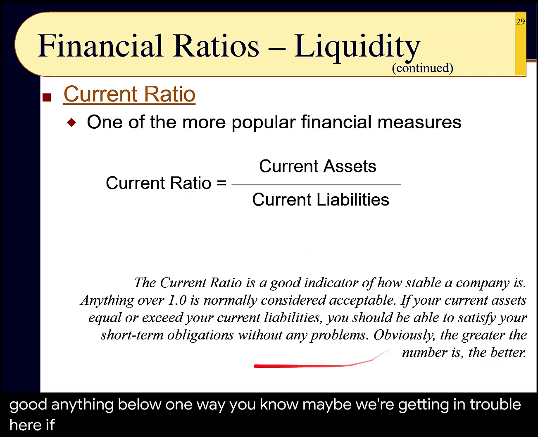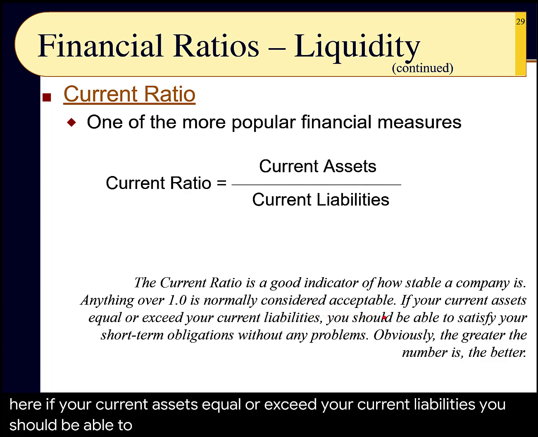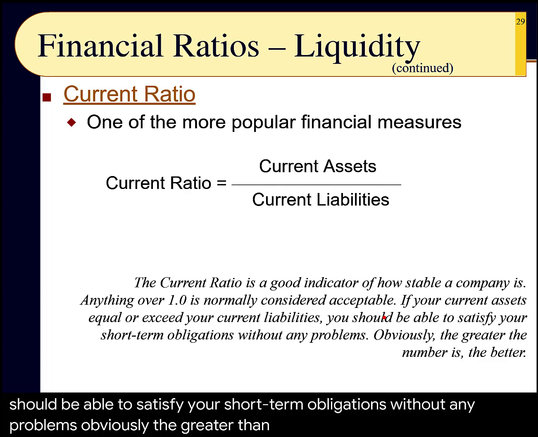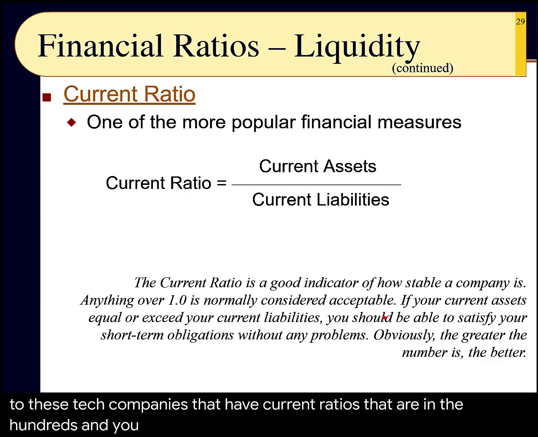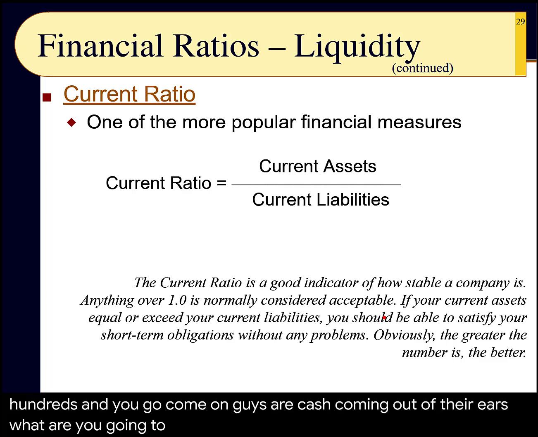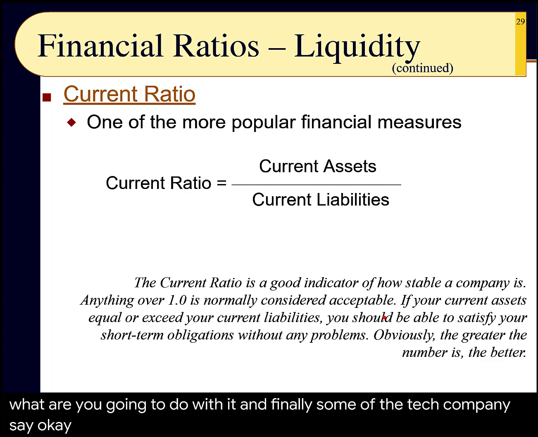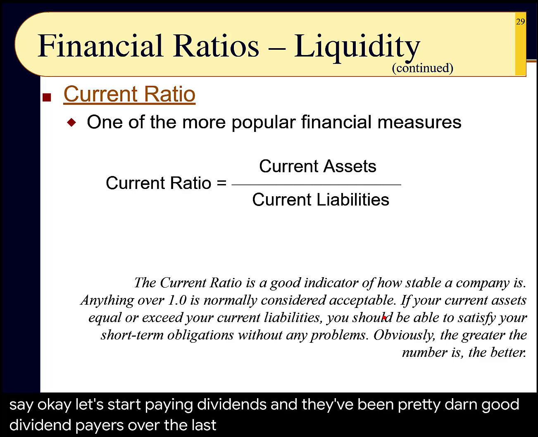If your current assets equal or exceed your current liabilities, you should be able to satisfy your short-term obligations without any problems. Obviously, the greater the number, the better, until you get to these tech companies that have current ratios in the hundreds, and you go, come on, guys, there's cash coming out of their ears. What are you going to do with it? And finally, some of the tech companies say, okay, let's start paying dividends. And they've been pretty darn good dividend payers over the last 20 some odd years.